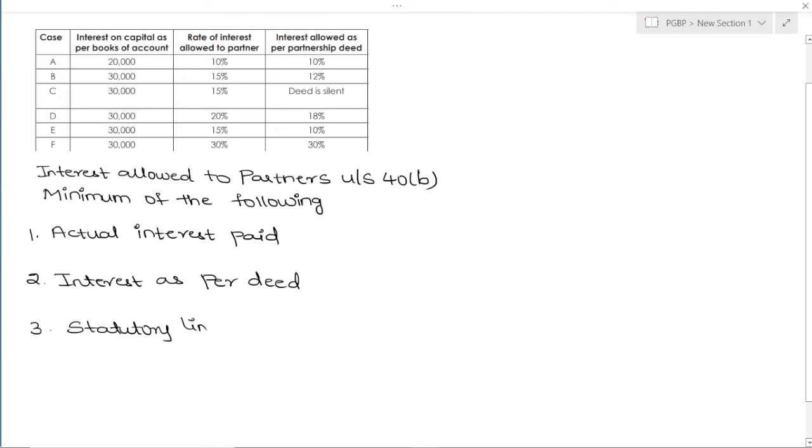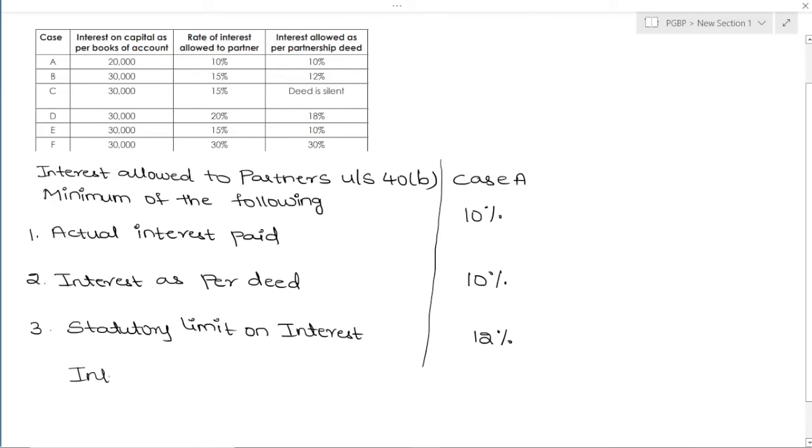Shall we do case A? Yeah. Now case A is the second column for it, correct? In that, actual paid is first, 10%. As per deed again 10%. And the third one is how much? Statutory limit 12%. So out of these three, what is allowed, you tell me? Sir, 10, 10, 12. Whatever is lower is allowed, so 10% allowed.